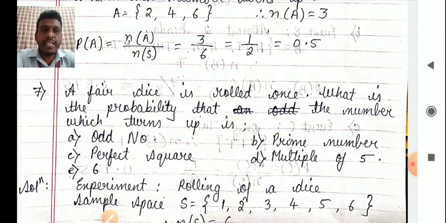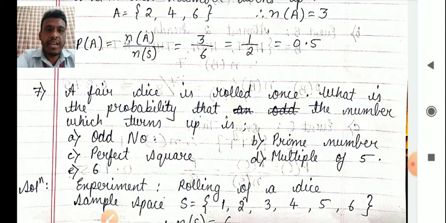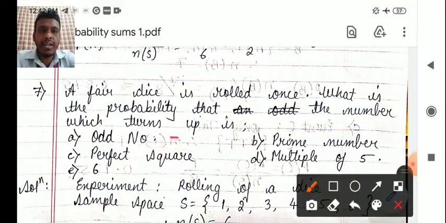A fair dice is rolled once. What is the probability that the number which turns up is A, an odd number, B, a prime number, C, a perfect square, D, a multiple of 5 and E, 6.